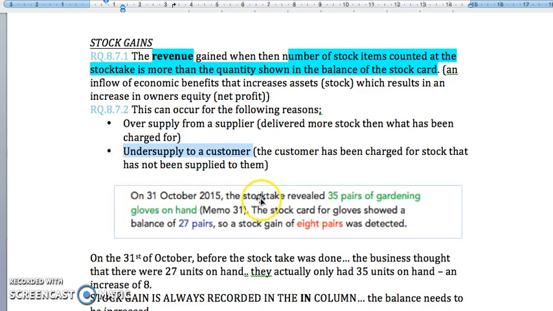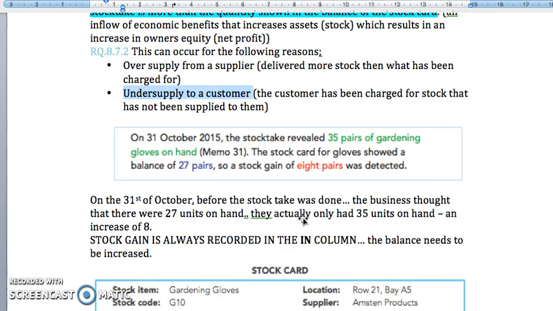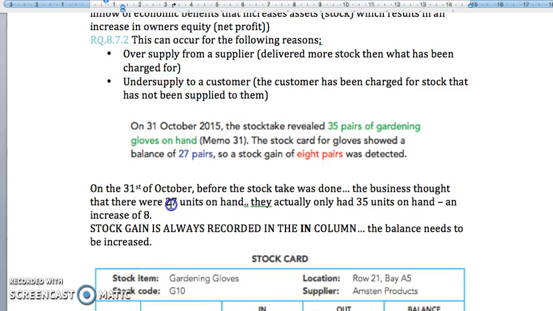On the 31st, the stock take revealed 35 pairs of gardening gloves. The stock card, however, showed 27. So there was a stock gain of 8. The stock take is higher than the stock card, therefore we have a stock gain. So the business thought there were 27 units of stock on hand. They actually had 35.